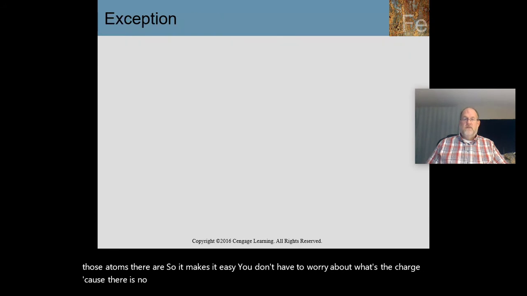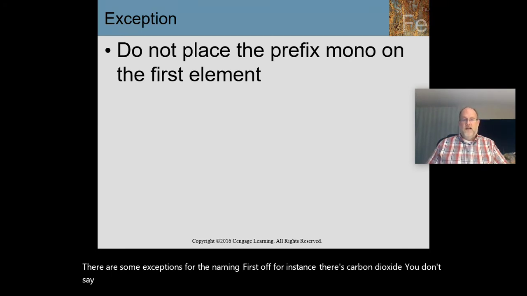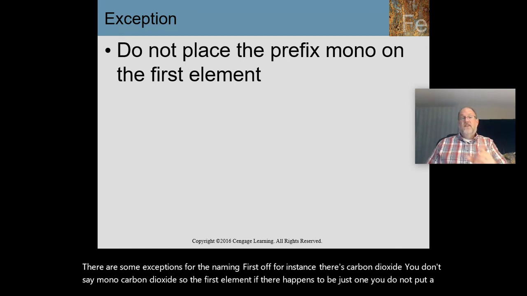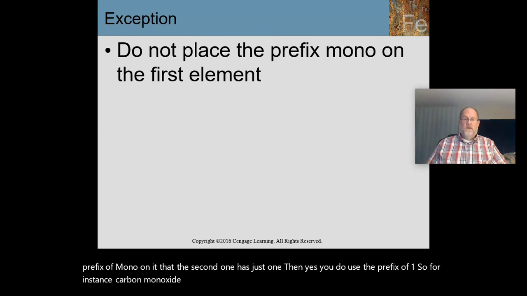Now, there are some exceptions for the naming. First off, for instance, you know there's carbon dioxide. You don't say monocarbon dioxide. So for the first element, if there happens to be just one, you do not put a prefix of mono on it. If the second one has just one, then yes, you do use a prefix of mono. So for instance, carbon monoxide has only 1 oxygen.